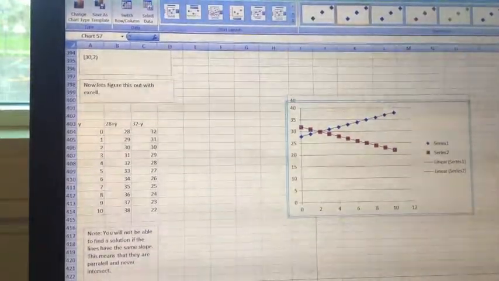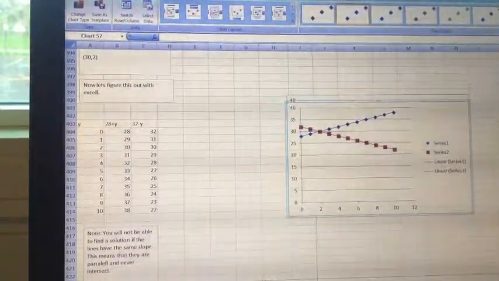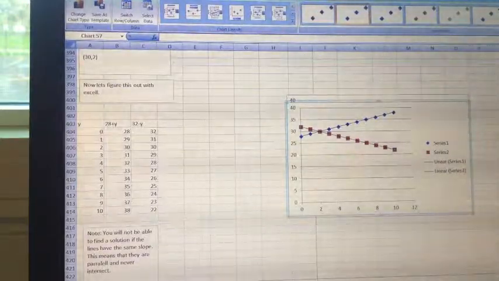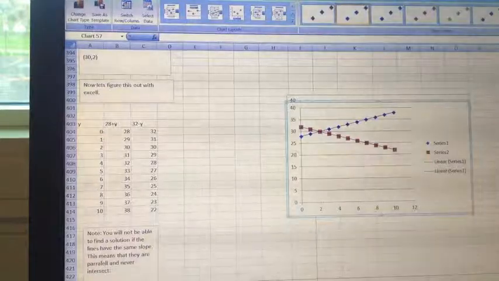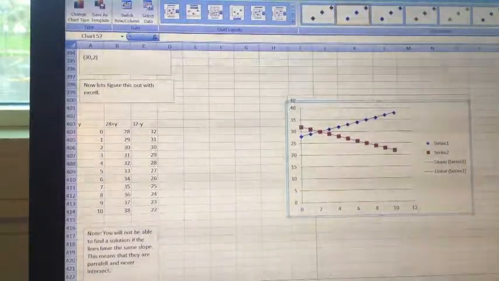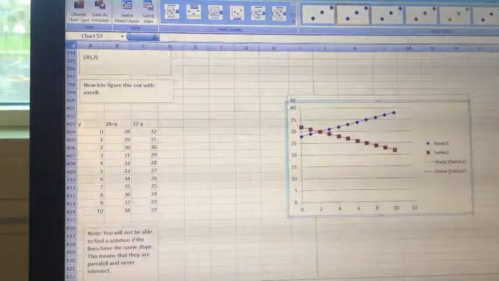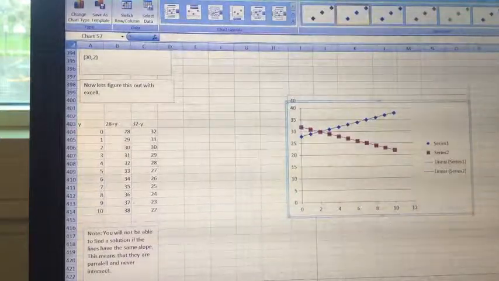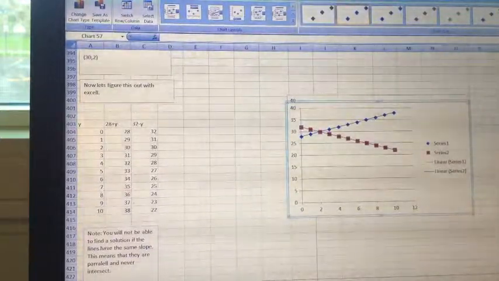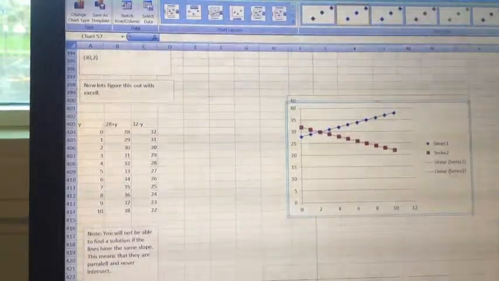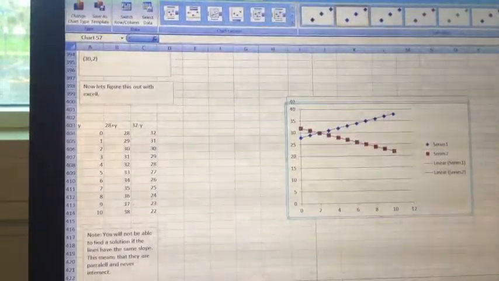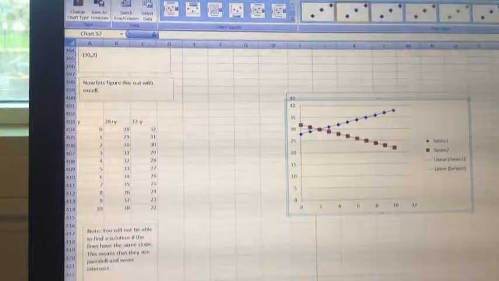But just a note, some lines may not intersect. If a line has the same slope as another line, then they will not intersect because they are parallel to each other. So they will never intersect. If we get that case, then that means they're parallel, they'll never intersect, and there is no solution. Okay, and that is how you solve a system of equations.